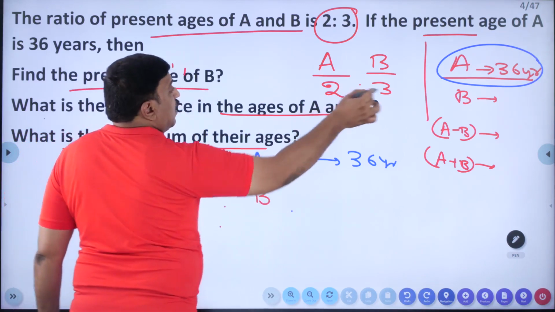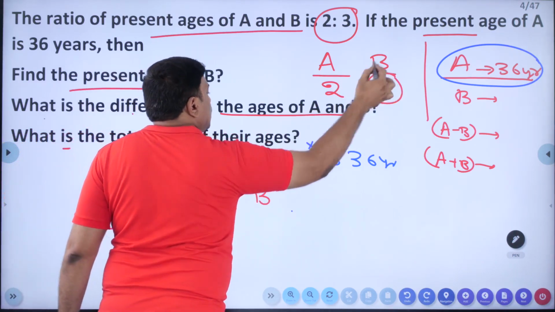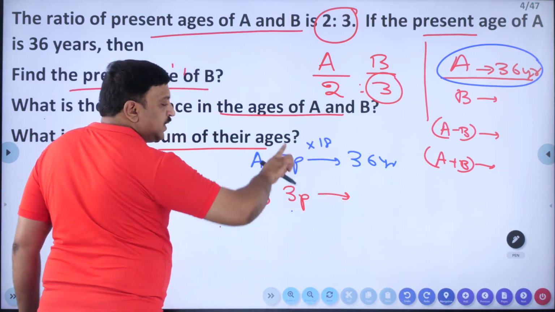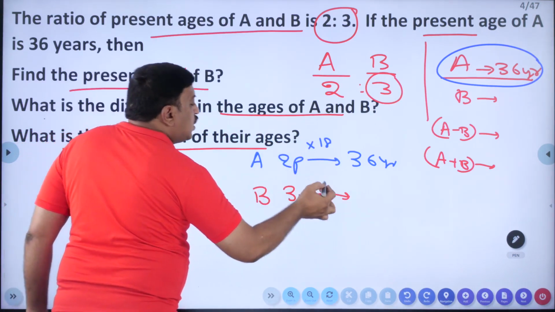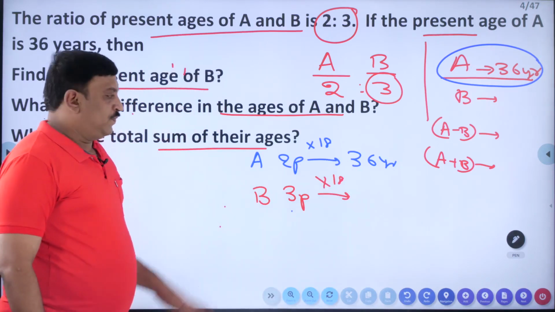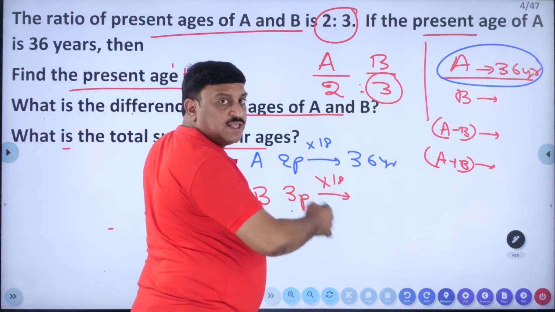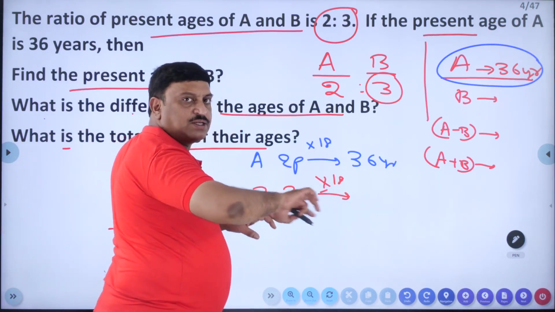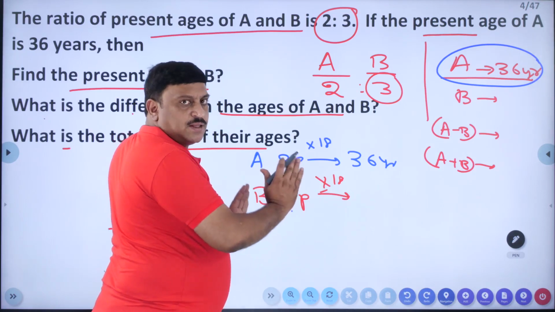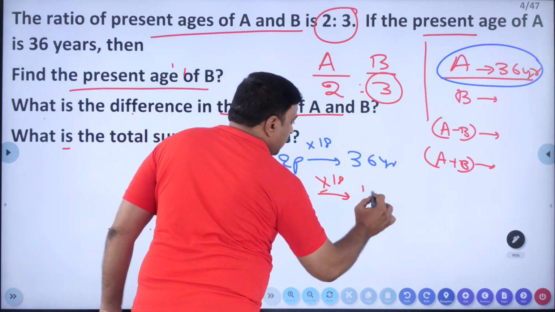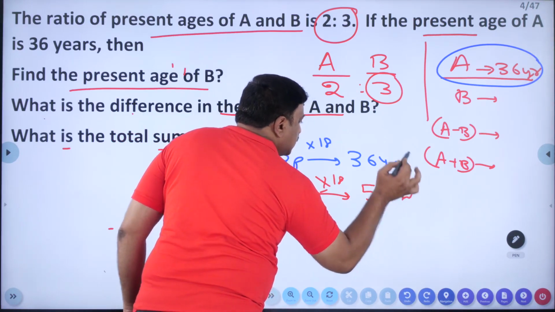What is B in the ratio part? B is 3 parts. For 3 parts, how much? Same, into 18. 3 into 18. So you should get the 18th table or the 3rd table. 3 into 18: 3 tens 30, 3 8s 24. I am splitting 18 into 10 and 8. 3 tens 30 and 3 8s is 24. 30 plus 24 is 54. Like this, you can do the 18th table or the 3rd table.